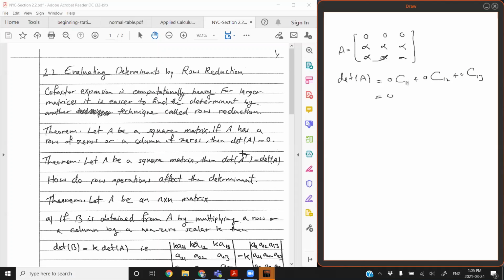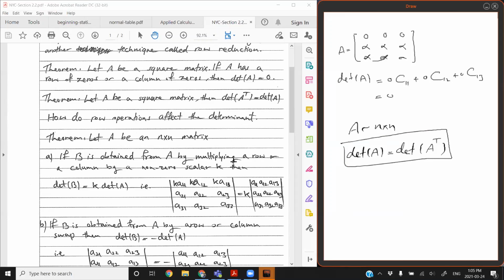The next theorem is the relationship between the determinant of A and the determinant of A transpose. The theorem says, let A be a square matrix. So A could be any square matrix. The determinant of A and the determinant of A transpose are going to be the same. I'm not going to prove this, but the proof is in the book. But you need to know that when you transpose a matrix, you're not changing the determinant. It has the same determinant.